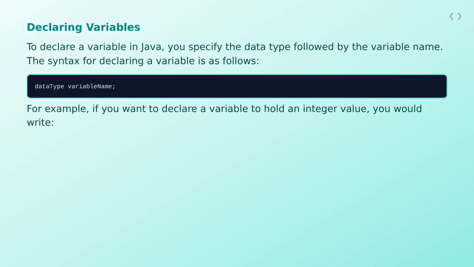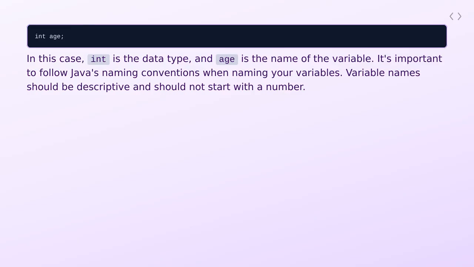For example, if you want to declare a variable to hold an integer value, you would write. See the example on this slide. Pause if you want to study the details. In this case, int is the data type and age is the name of the variable. It's important to follow Java's naming conventions when naming your variables. Variable names should be descriptive and shouldn't start with a number.